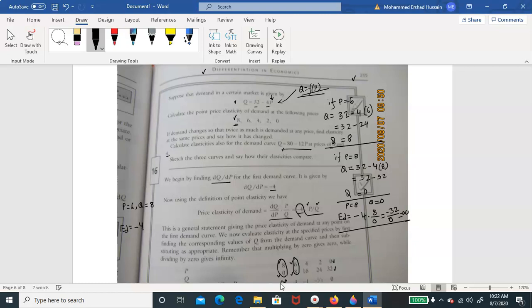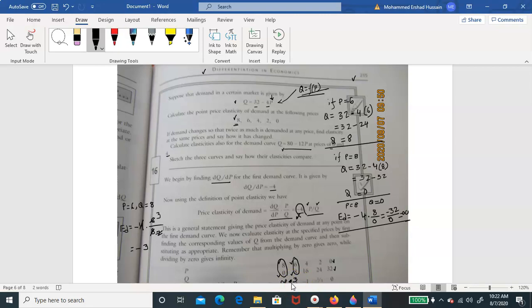So this is minus 4, right? Here minus 4. And then P is 6 and Q is 8. So 4 and 8 is 2. 2 and 6 is 3. So it is going to be minus 3, right? Minus 3. So you can see here this is minus 3.